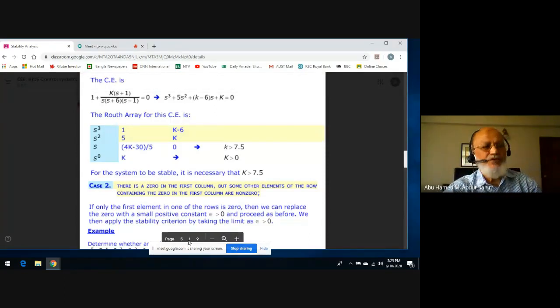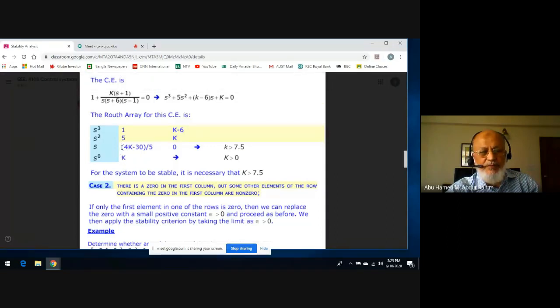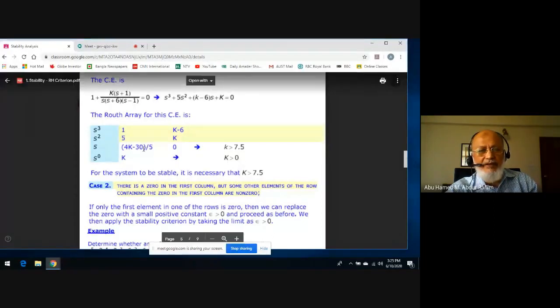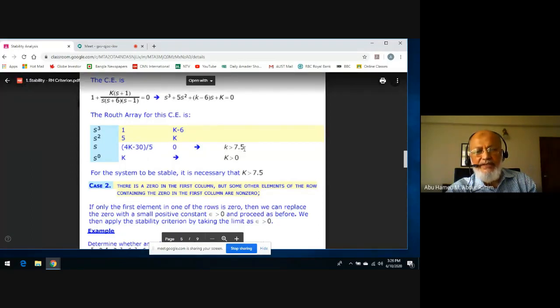Now for the system to be stable, what is the requirement? There are many requirements. One requirement was that k must be greater than 6, in order to make this positive. And then this must be positive, this must be positive. These are two positive things. So from this one we get the condition that k should be positive. From this one, 4k minus 30 should be positive, means 4k should be greater than 30, or k should be greater than 30 over 4. So k should be greater than 7.5.